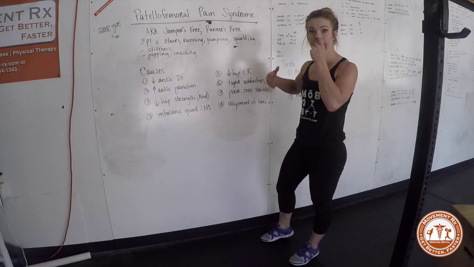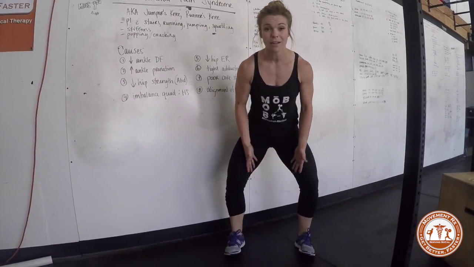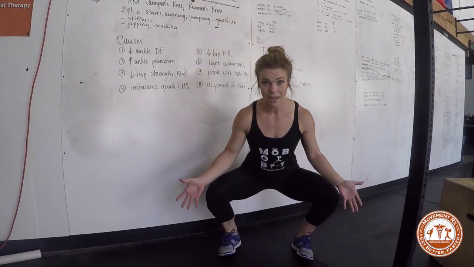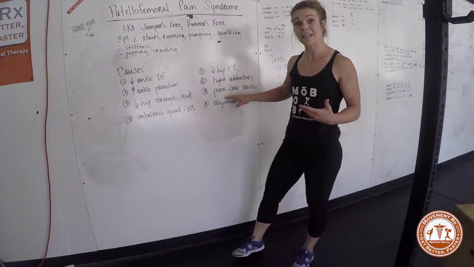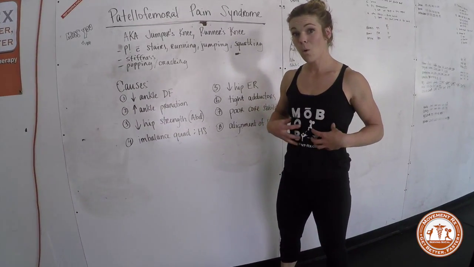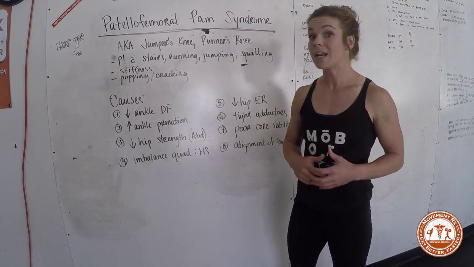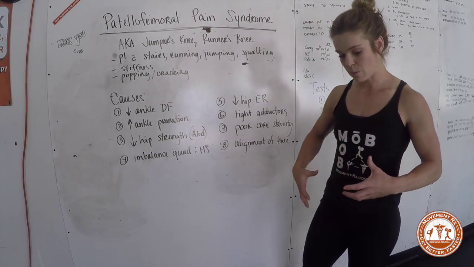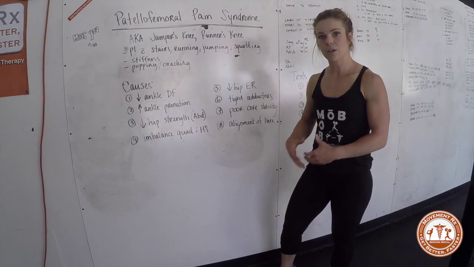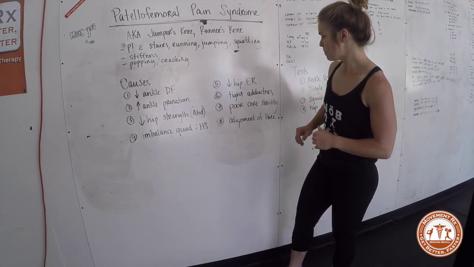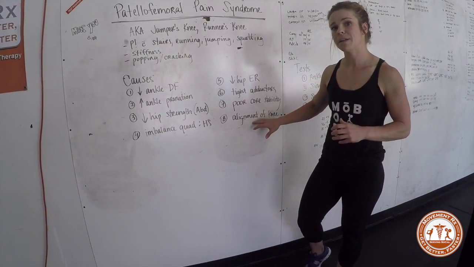Tight adductors. So again, this goes into that squat position. If these inner muscles here are super tight, it's not going to allow us to open up those hips and get into that nice open squat position. Further up the chain, poor core stability. So if we don't have a solid core to build our foundation on for our extremities to move, especially if we're running for long distances, then we can cause a lot of rotation with our hips that are going to lead down the chain into our knee and our foot. And again, all of these things can cause malalignment of the knee.